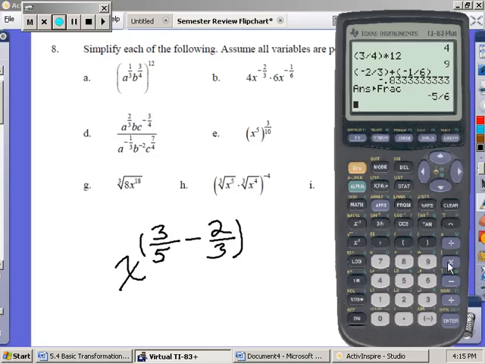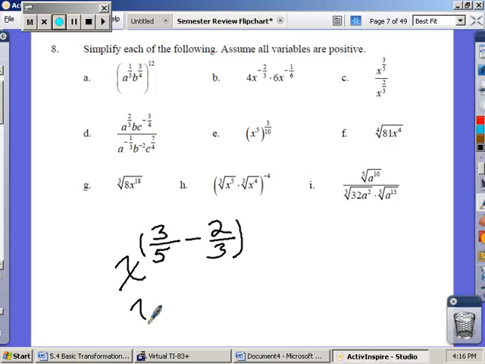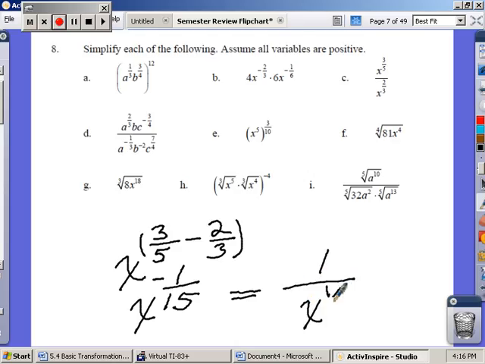Remember, on your calculator, when you are using fractions and you are subtracting, each fraction needs to be placed in its individual parentheses. 3/5 minus 2/3. Press enter, press math, enter, enter. Negative 1/15. x to the negative 1/15. Can I have a negative exponent? No. Negative exponent means placement, so it's 1 over x to the 1/15.